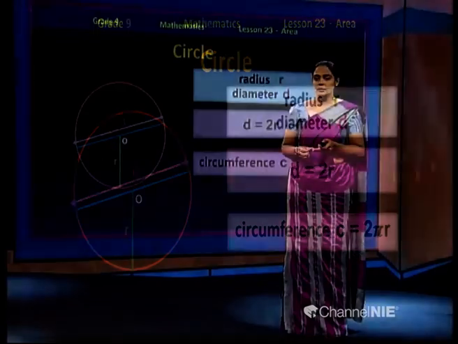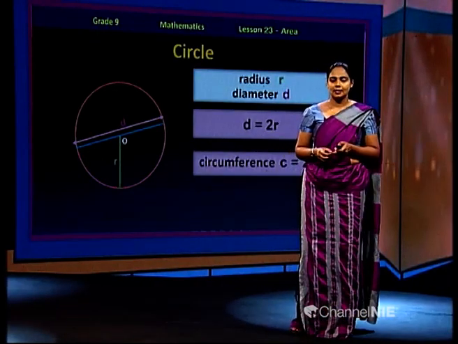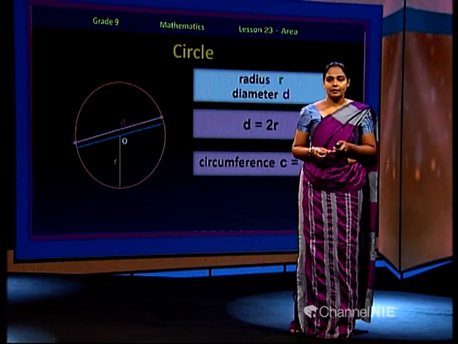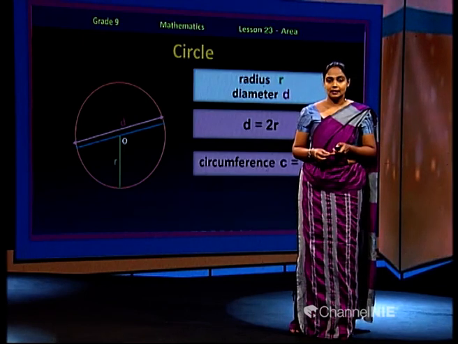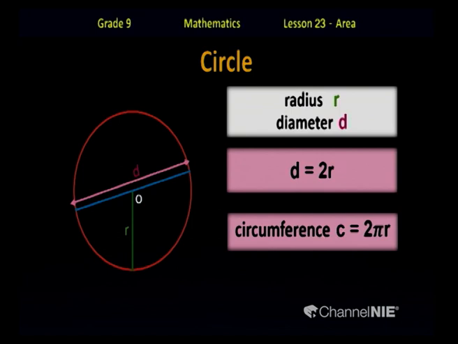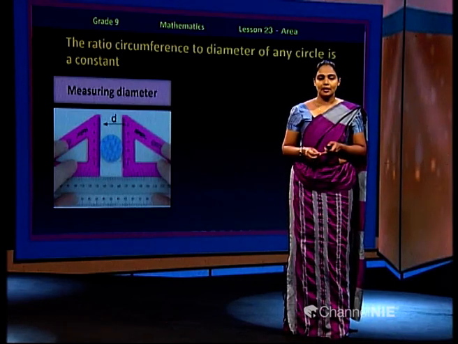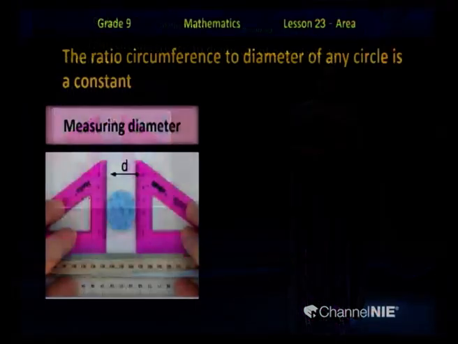Then you learned circumference. It is the word for perimeter of the circle. There is a special word. Circumference is c. C equals 2 pi r. You know it. It is the formula to find out the circumference of a circle. Now, let's find out the ratio circumference to diameter. I know all of you have done it. Then how you can find out the diameter?